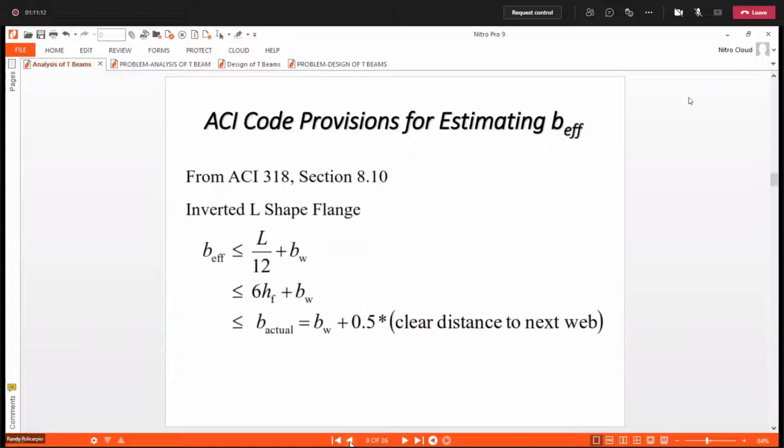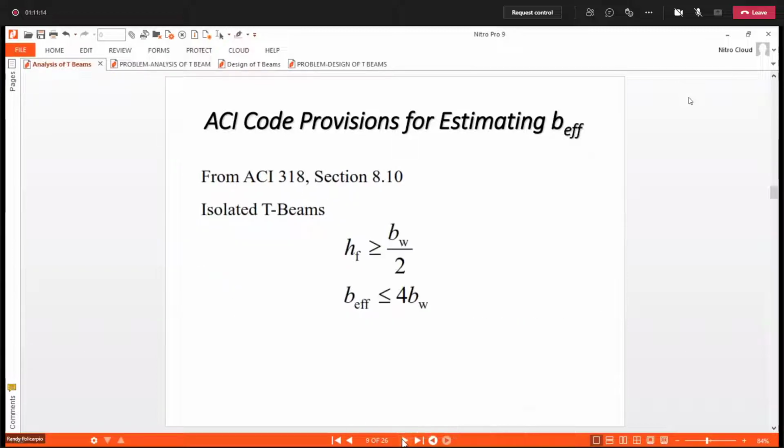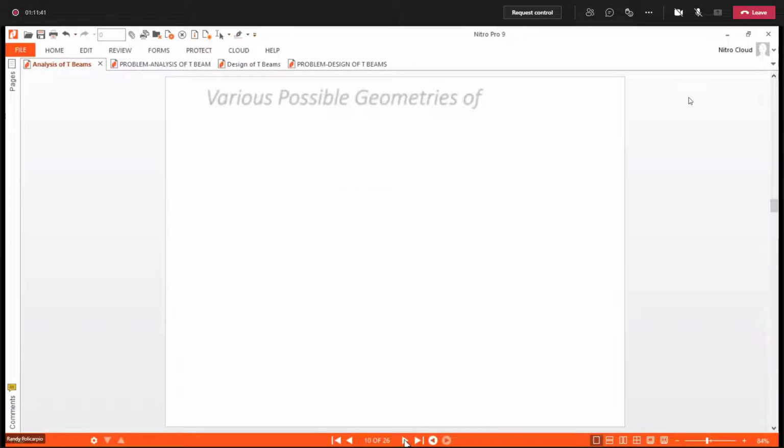Okay, for isolated T-beams, this is how we check our hf and b effective. hf must be equal to or greater than bw over 2, and b effective must be equal to or less than 4 multiplied by bw. So that is for isolated T-beams.